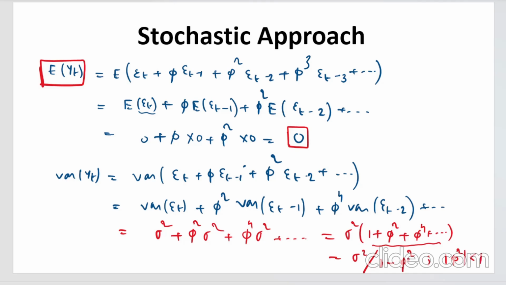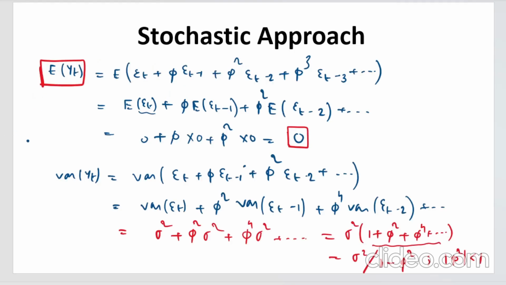So this can't be 0, right? 1 minus 1 cannot happen. So this phi square should lie between this. So what is variance? Variance of yt is simply this, whenever phi square is less than 1, right? Now, we have found what is expectation and what is variance.